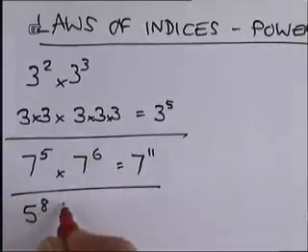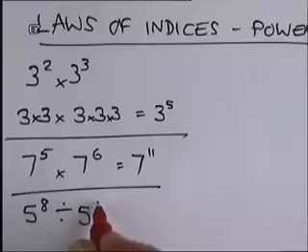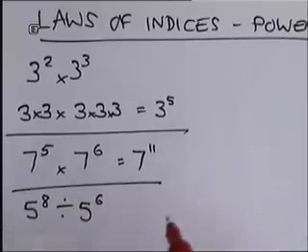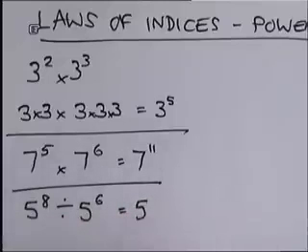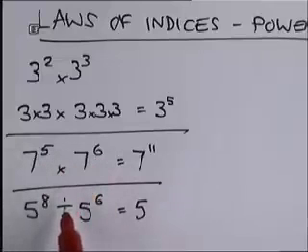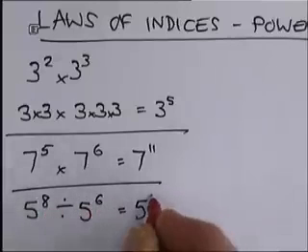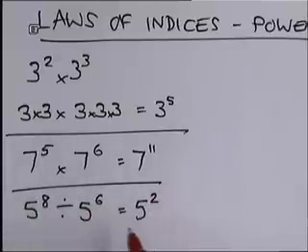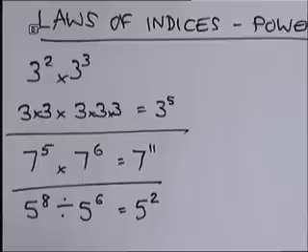We can use these rules when we're dividing as well. If we had 5 to the power of 8 divided by 5 to the power of 6, you won't be surprised the answer's got a big 5 in it as well. But when we were timesing, we added the powers. If you're dividing, you do a taking away with the powers. And 8 take away 6 is 2. So that one would be the same as 5 to the power of 2.